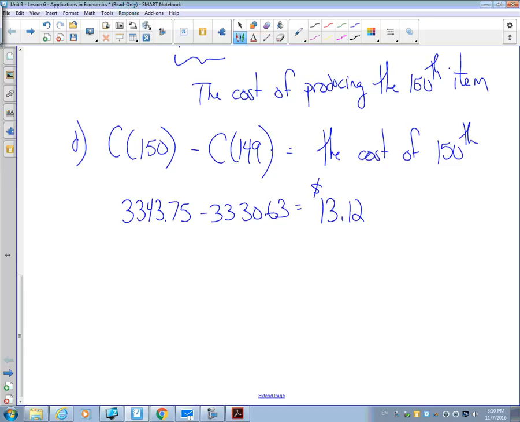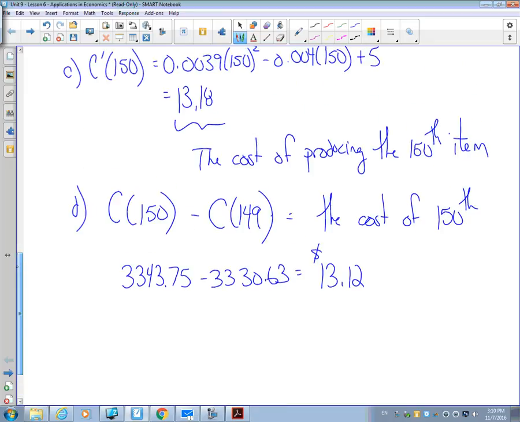So based on my model, I thought the cost of producing the next item should be $13.18. It turns out it's actually only $13.12. That's the whole idea of calculus: we can use it to estimate what's happening at points.